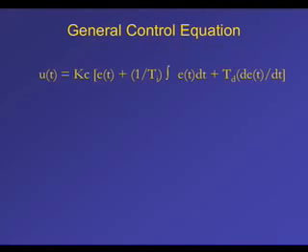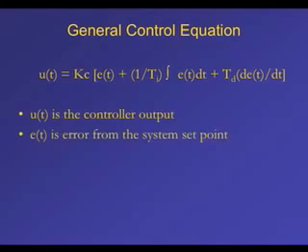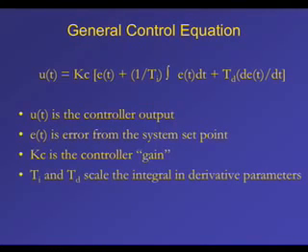This is the general control equation. Here, U is the controller output, or the system input, E is the error, and Kc, Ti, and Td are the coefficients we would like to determine.